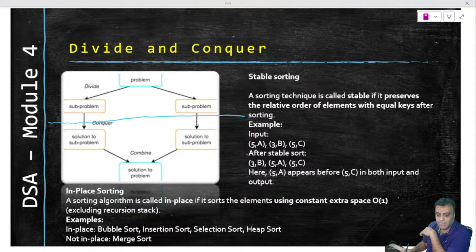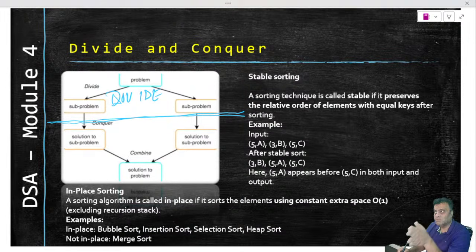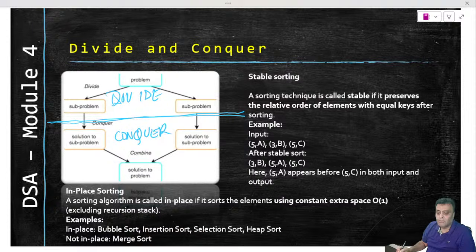So the line that I am drawing here, this is the line of the divide phase, right? We call it the divide phase at the top. So we are dividing the problem. All the merge sort, heap sort, quick sort, all of them will be divided into smaller problem sets, and then we will try to conquer, that is, we will try to solve all those smaller problem sets and then aggregate them together as we go along the way. That is the crux of what divide and conquer is.